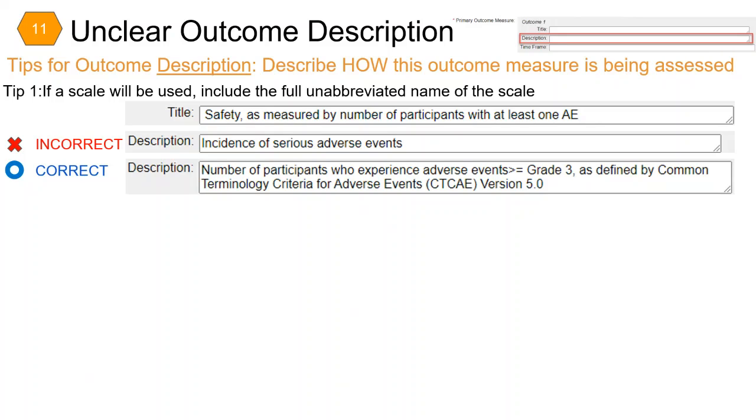So in this case, for this outcome, you need to say number of participants who experience greater than or equal to grade 3 AE as defined by CTCAE, and put the version, so version 5. Sorry, but it really needs to be this specific. You can't just say instance of serious adverse event. That will not be accepted by the NIH reviewer.